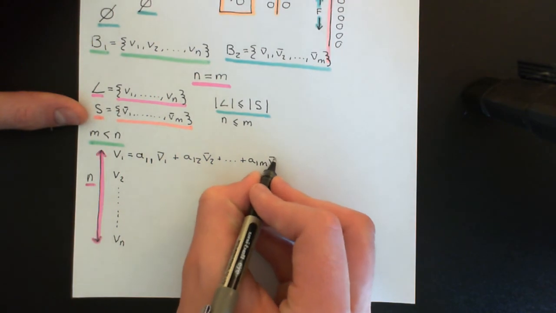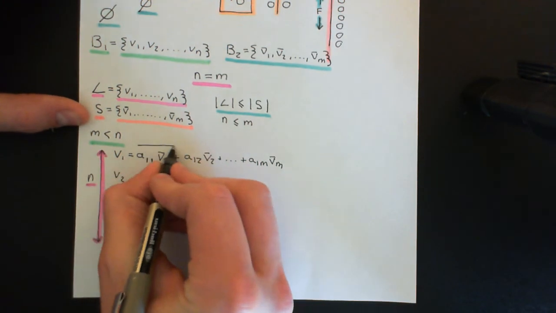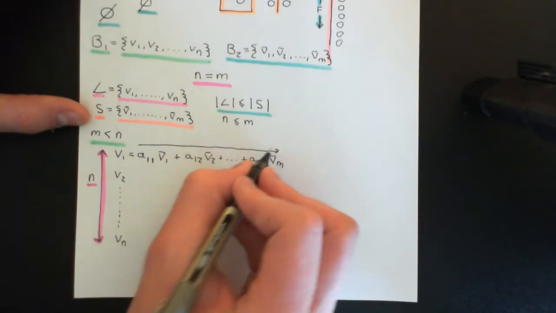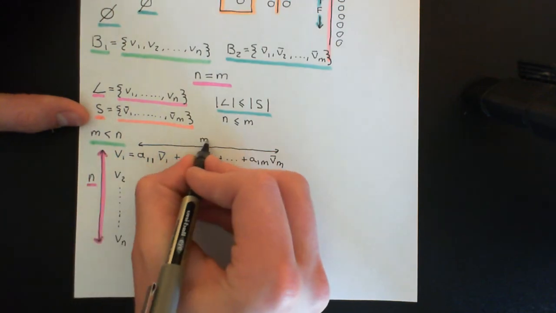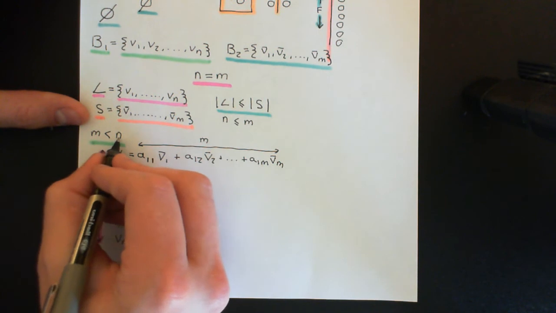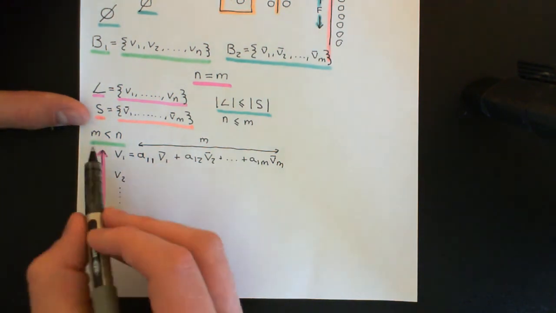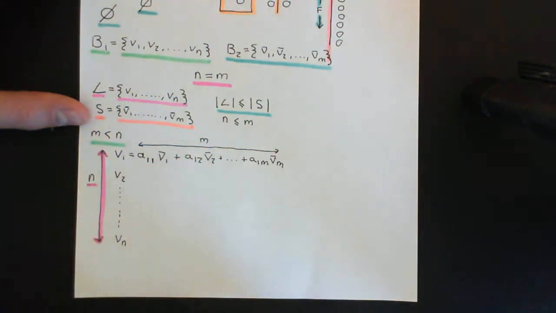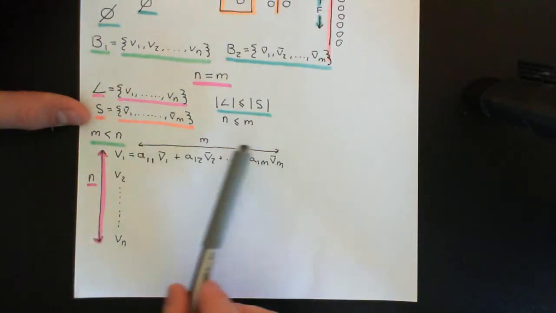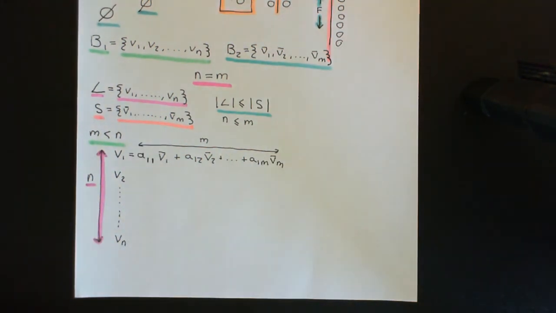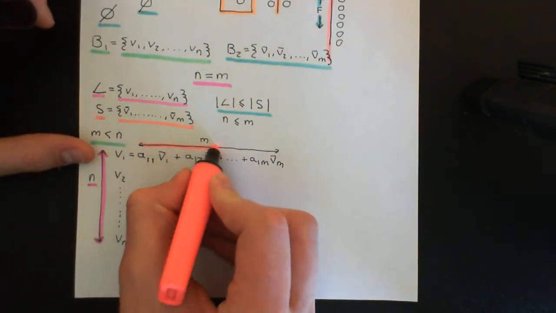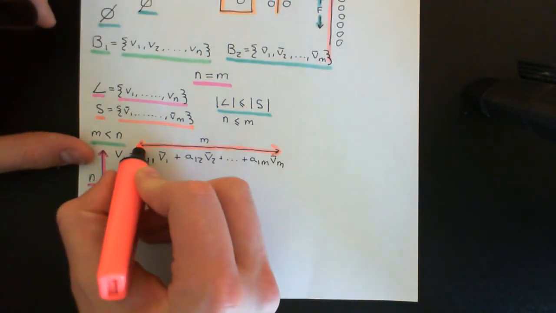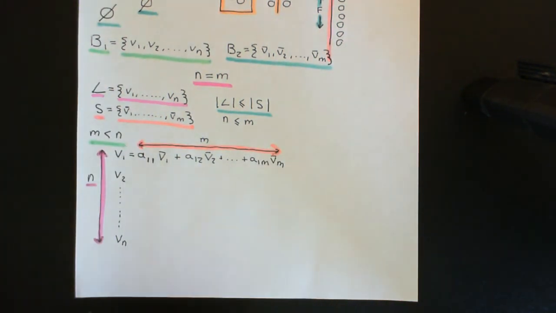a1m v bar m. And remember, the number of vectors along here, this m, we are assuming is smaller than the number of vectors down here. So effectively we've got more of these equations than we have vectors in the equations. I'll highlight that m there in red, like so. Then I'll continue this on.